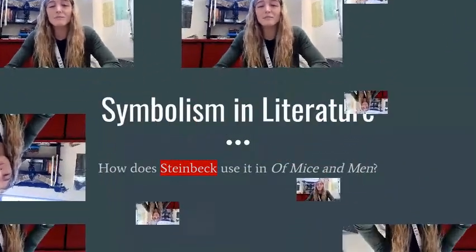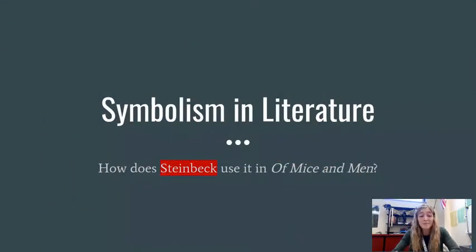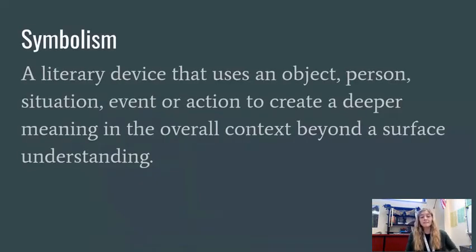All right, symbolism in literature. How does Steinbeck use symbolism in Of Mice and Men? Symbolism is a literary device that uses an object, person, situation, event, or action to create a deeper meaning in the overall context beyond a surface understanding.